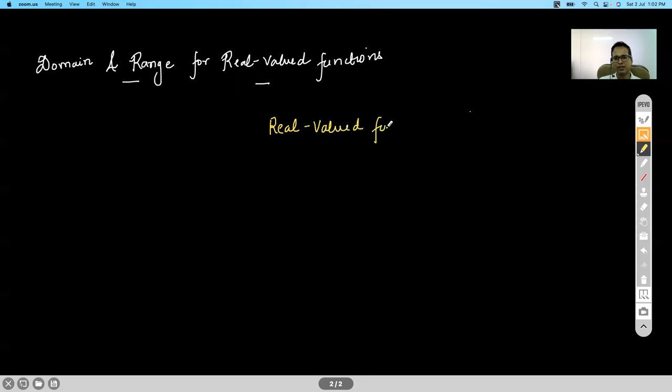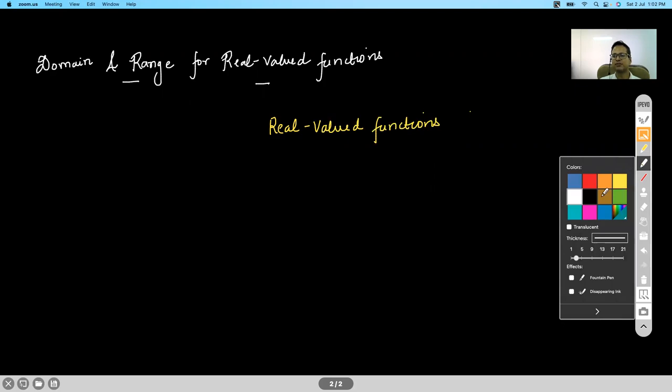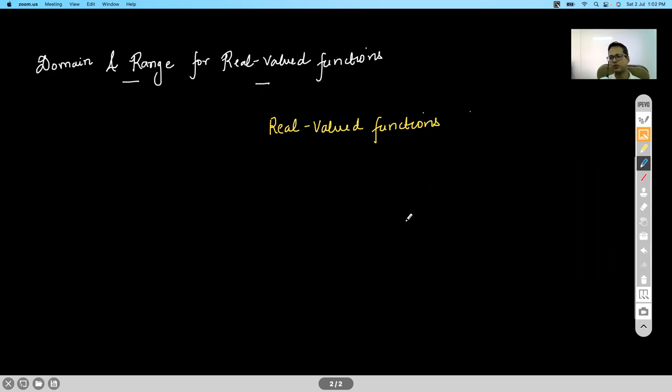By the way, the word real valued, I may not be using every time. I'm just using it to begin with. But as the course progresses, I will just use the word functions. I will not use the word real valued functions. Okay. By default, all the functions that we are going to deal with will be real valued in nature.